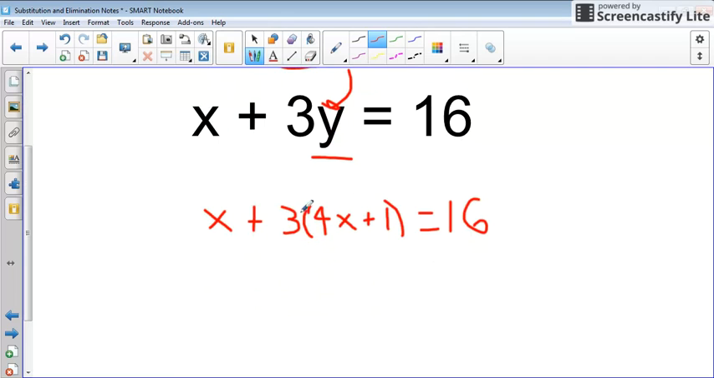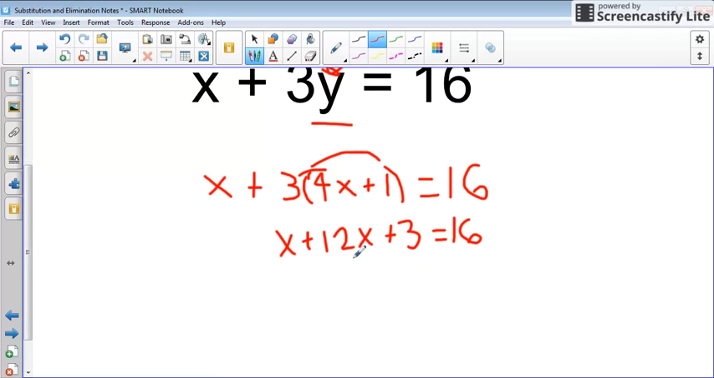And you know how to do this. You've got to distribute, right, before you can combine like terms. So I bring down my x. I get x plus 3 times 4x is 12x, 3 times 1 is 3. That's equal to 16.